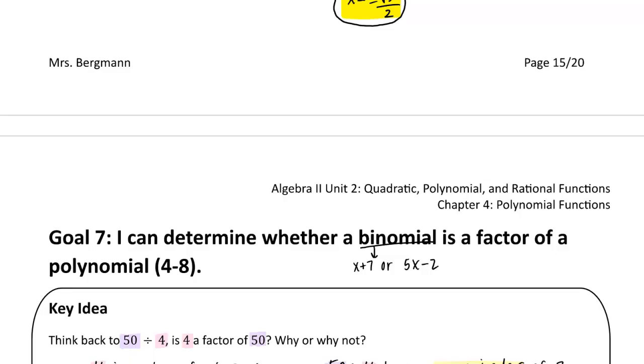Now you have to understand division and remainders in order to understand this lesson, and just like prime factorization. So let's do a simple example first. Think back to earlier in this chapter when we did 50 divided by 4. When we did 50 divided by 4, think of what we got as our answer. And does that tell us, is 4 a factor of 50? Why or why not? Take a second to think of your answer. Pause the video if you need to.